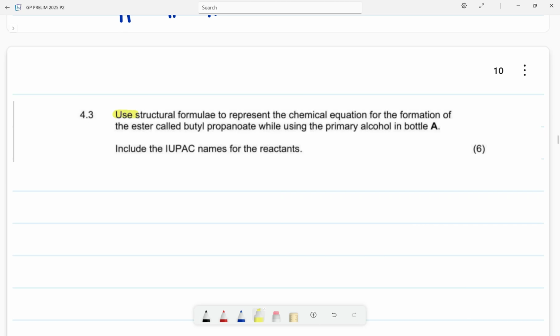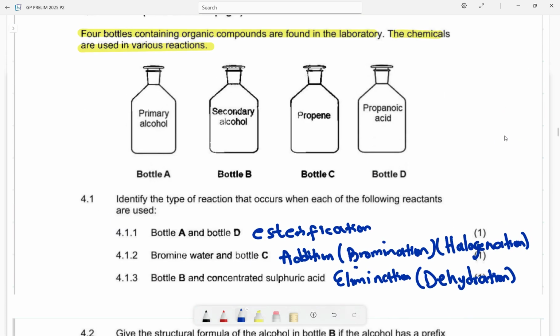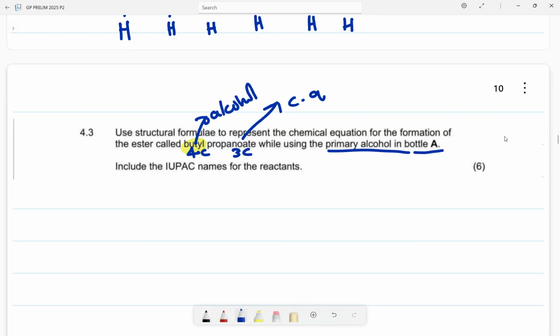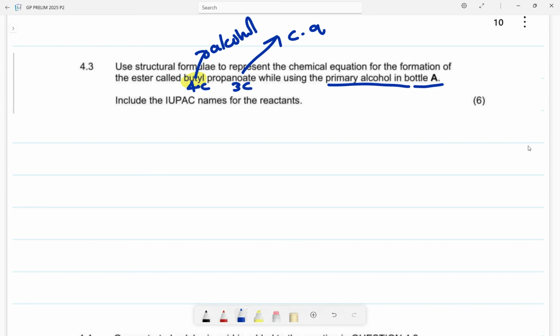4.3, they say use structural formulae to represent the chemical equation for the formation of the ester called butyl propanoate. Butyl tells me that I have 4 carbons on the alcohol. Propan, it is three carbons. So while using primary alcohol A in bottle A, the butyl is the alcohol, and the propanoate is the carboxylic acid. So it tells me that my alcohol should have 4 carbons, and it is a primary alcohol.